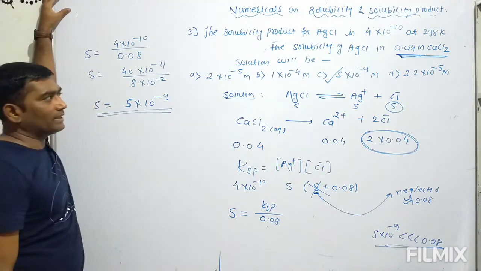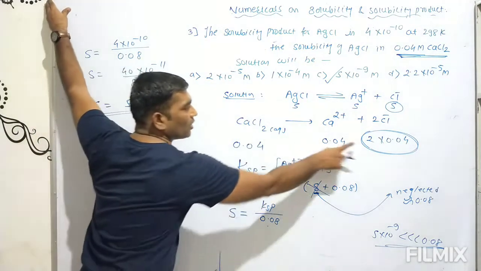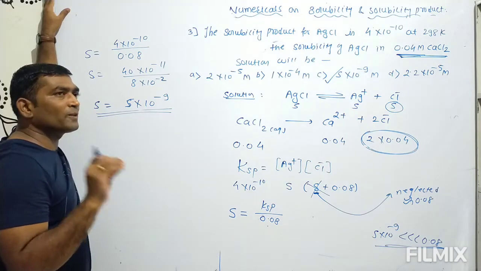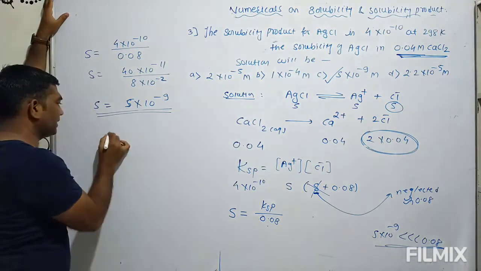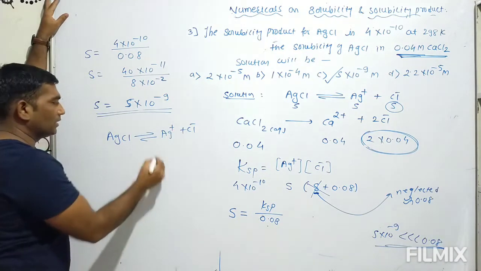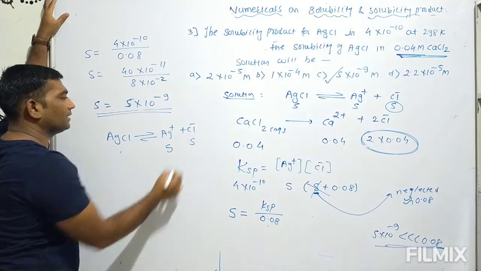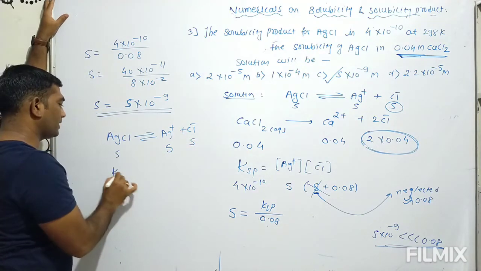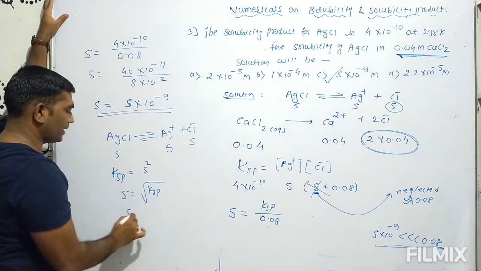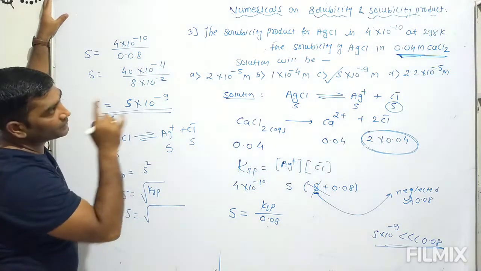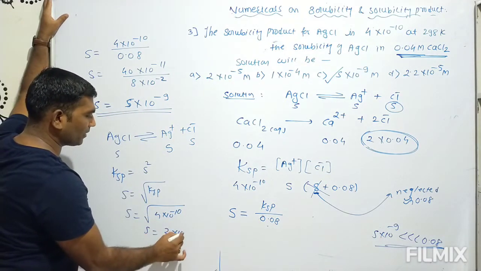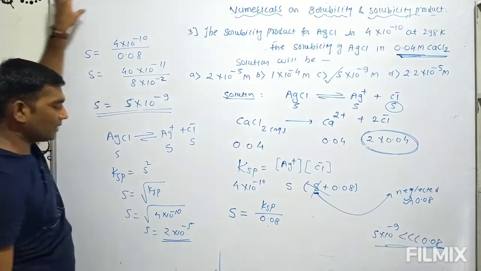Again I am going to explain one thing. Due to the presence of this common ion, solubility goes on decreasing. So we will prove it by finding the solubility without the common ion. This is AgCl. When dissolved in water it gives Ag positive plus Cl negative. Here the solubility will be S and S. So Ksp is equal to S square. S is equal to under root of Ksp. So S is equal to under root of 4 into 10 to the power minus 10. So S is equal to 2 into 10 to the power minus 5.